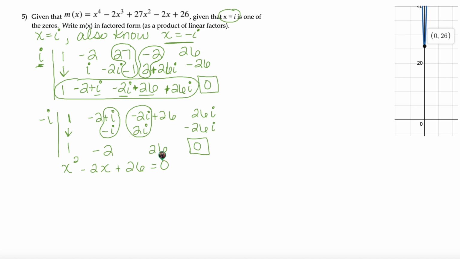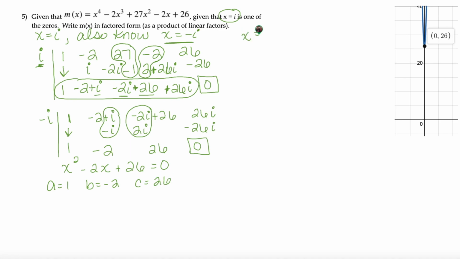I'm not going to be able to factor this because I don't have any real solution. So there's nothing that's going to multiply to 26 but yet add to negative 2. We are going to need to utilize the quadratic formula to help us. So A is 1, B is negative 2, and C is 26.